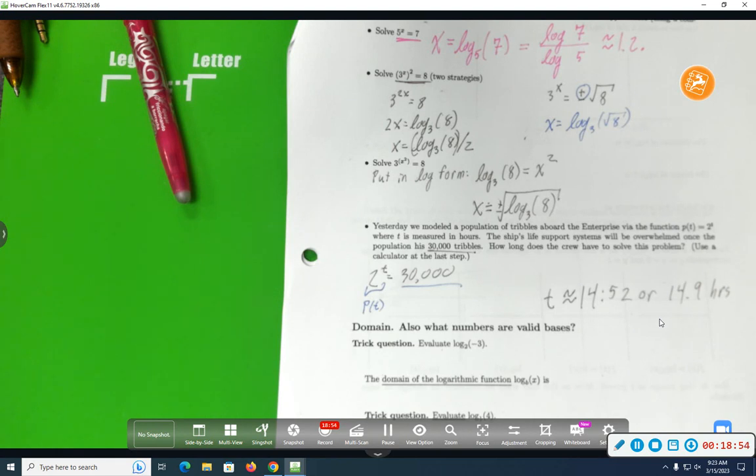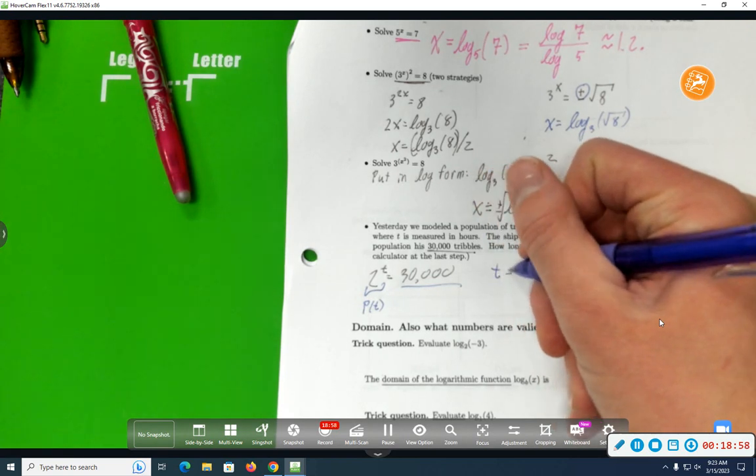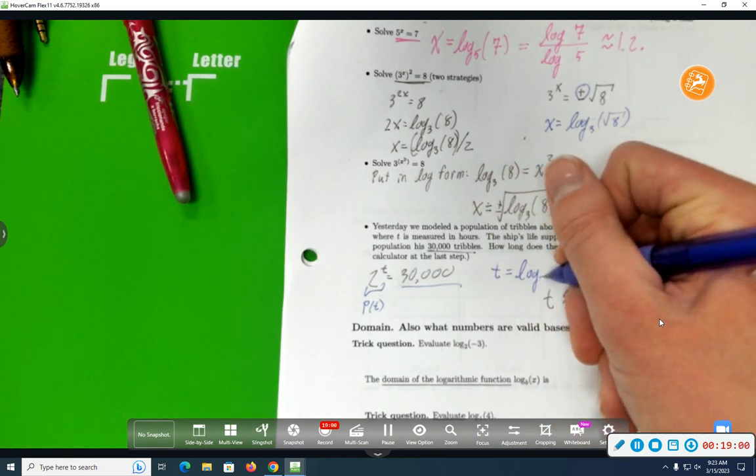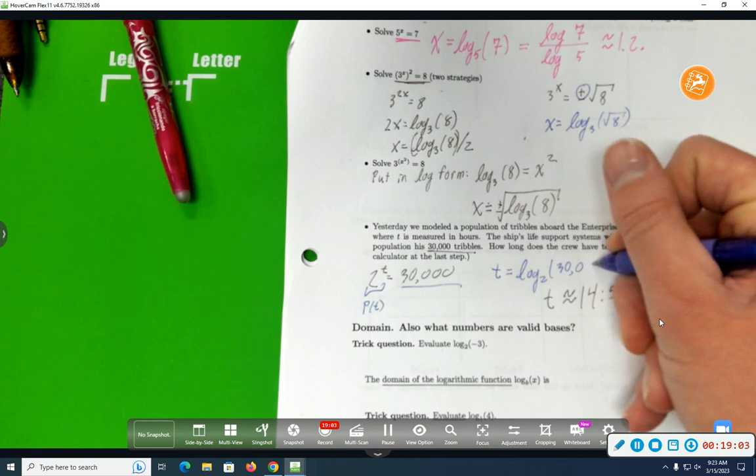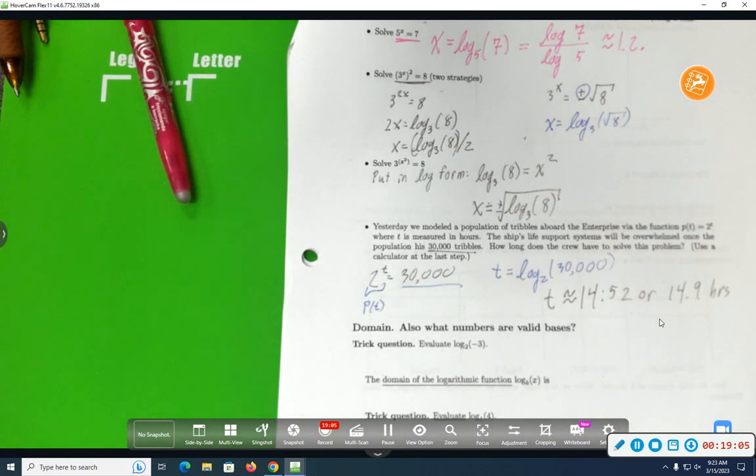Let's put it in log form. What will be the base? Base is 2. The thing inside is 30,000. All right. And I guess that is about 14 hours. So here's one of the points to make. We saw that exponentials grow really, really quickly. So if you want to know at what point this exponential will be pretty big, the amount of time it'll take to get there isn't that long.